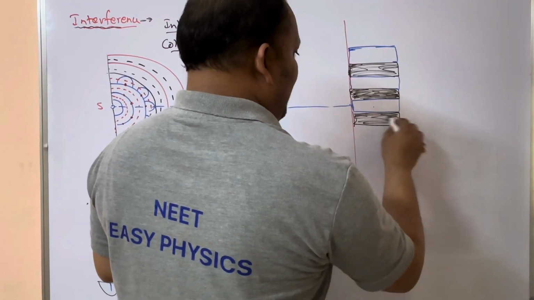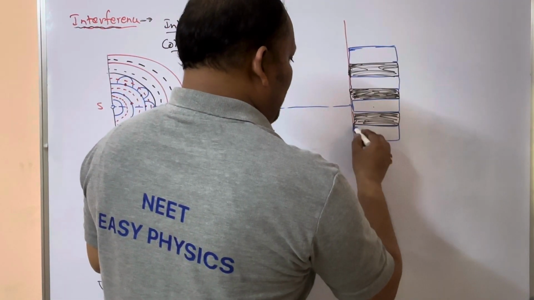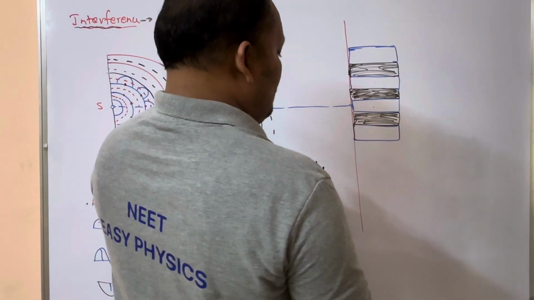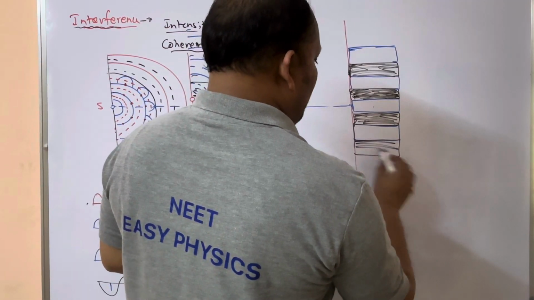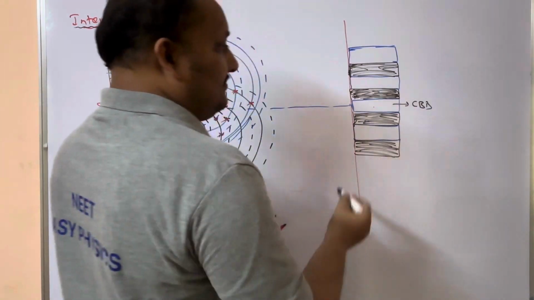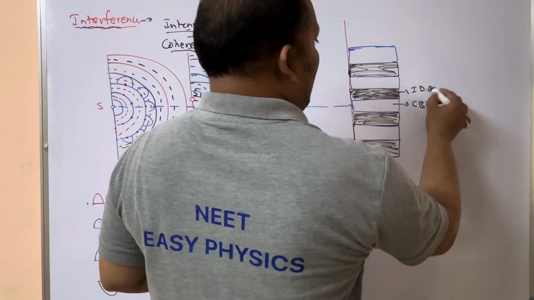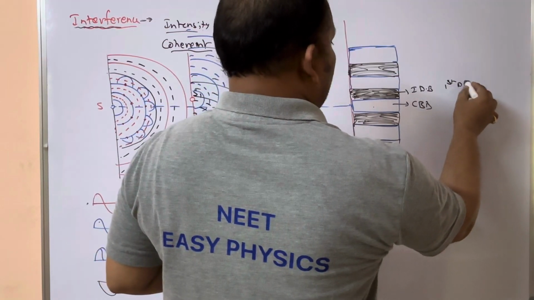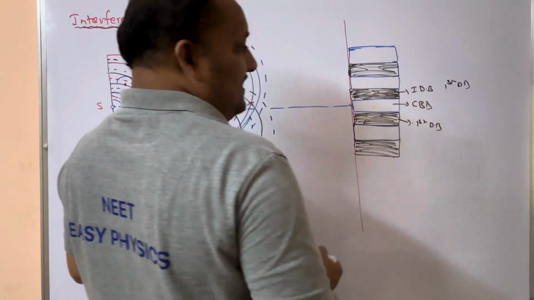Again a bright band, so below one it should be a dark band. Again another one is going to be a bright band, and the next one will be a dark band. Like this, bright and dark bands will be forming. This one we call the central bright band. This is called the first dark band. This is also the first dark band, below the central bright band.